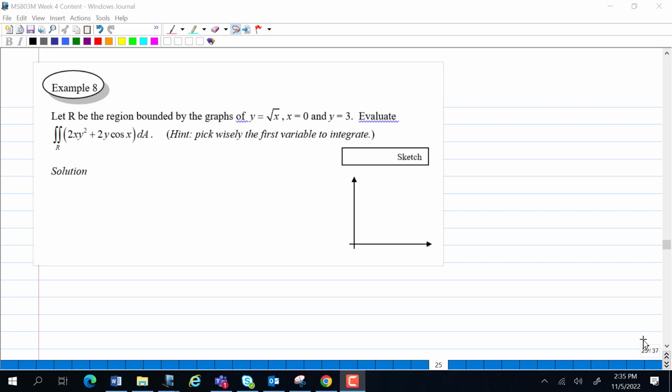The hint is to pick wisely the first variable to integrate. That means that dA, you want to do it as dx dy or dy dx. First, we must sketch the region R.